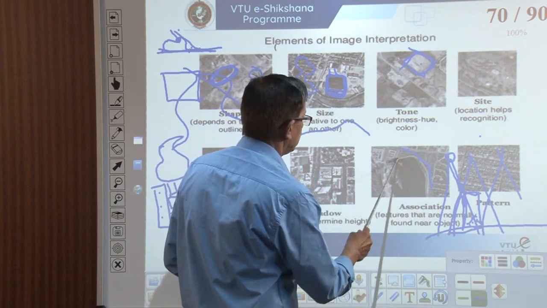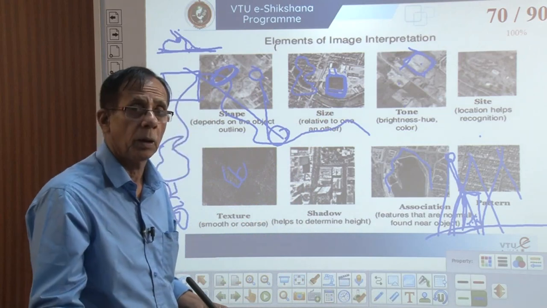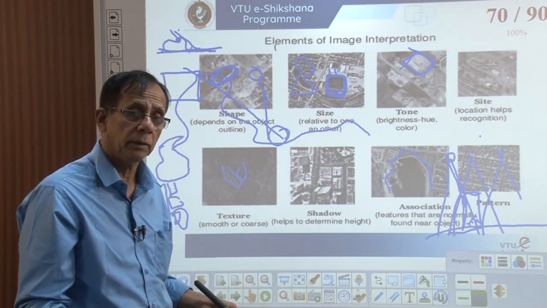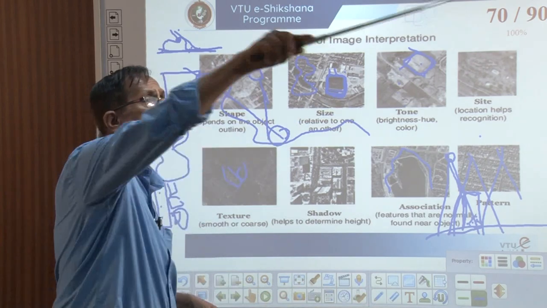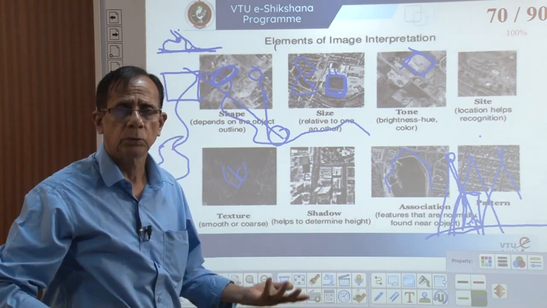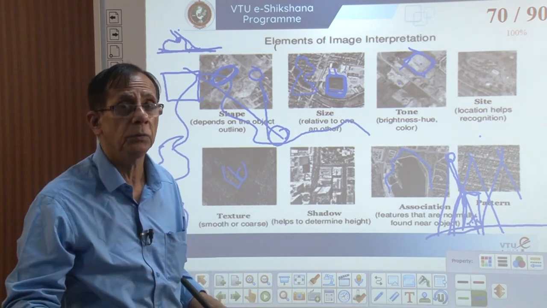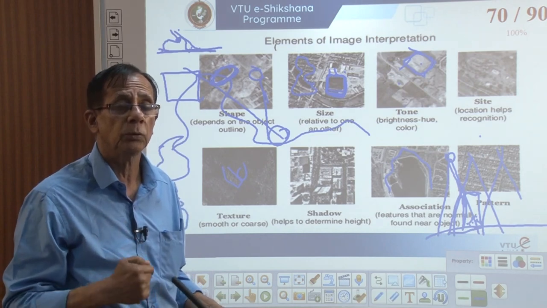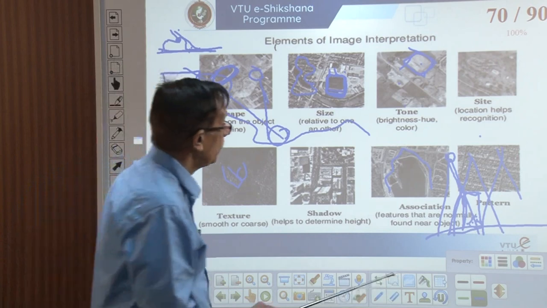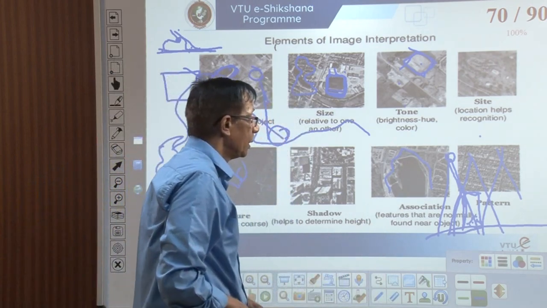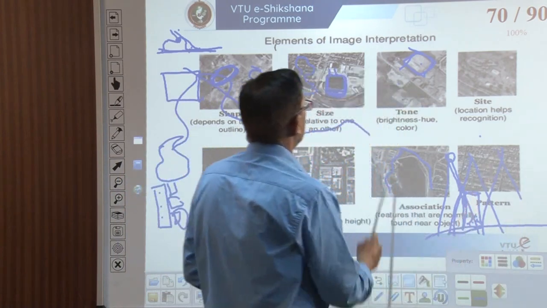Association: a feature like this, whether it is found in an urban area. Possibly a river across it, where you must have constructed a huge reservoir. So if it is associated with a river, or if it is not associated with a river, in a city like Hussain Sagar Lake, it could be. Therefore, what exactly is this? Natural, etc.